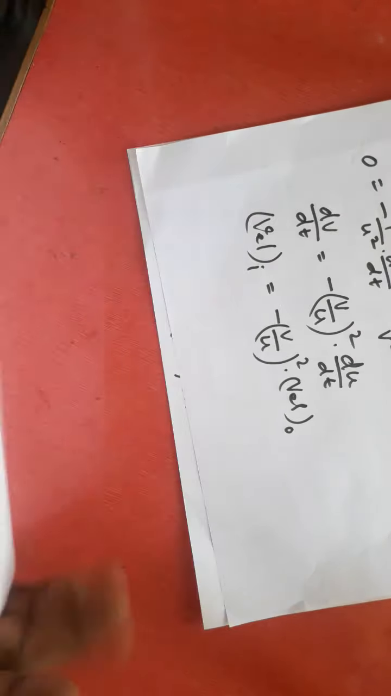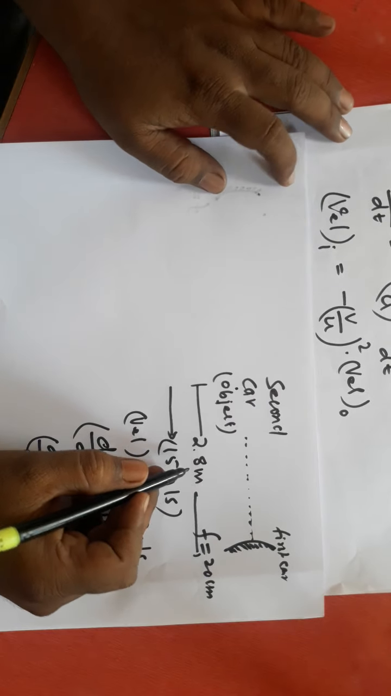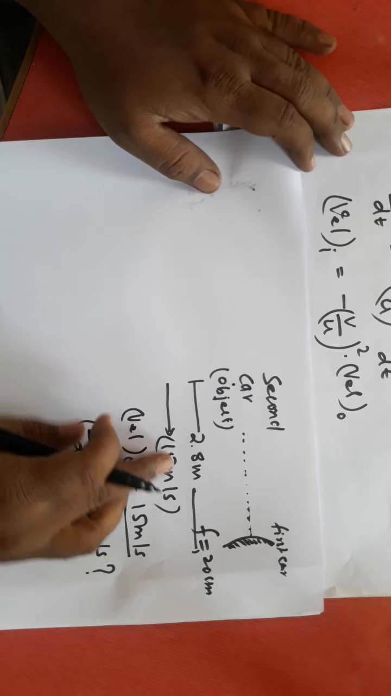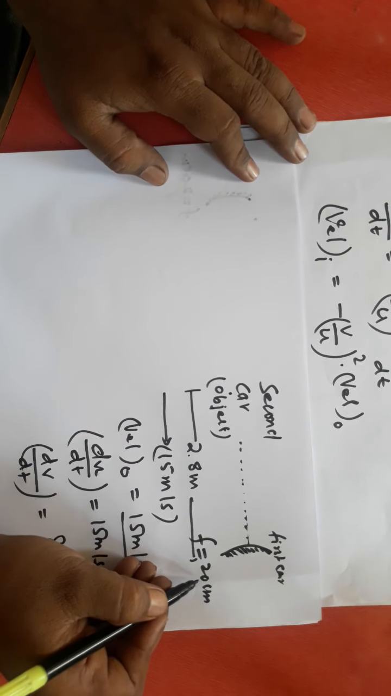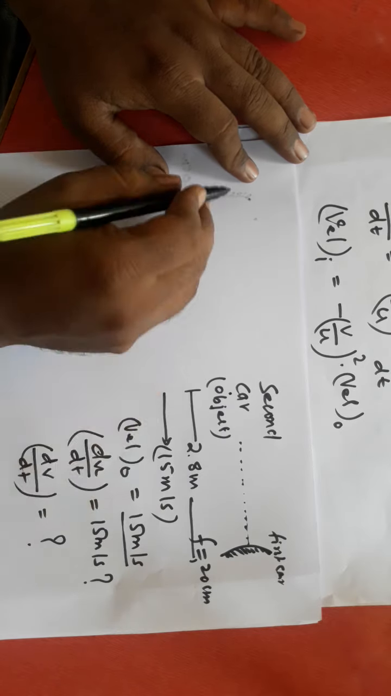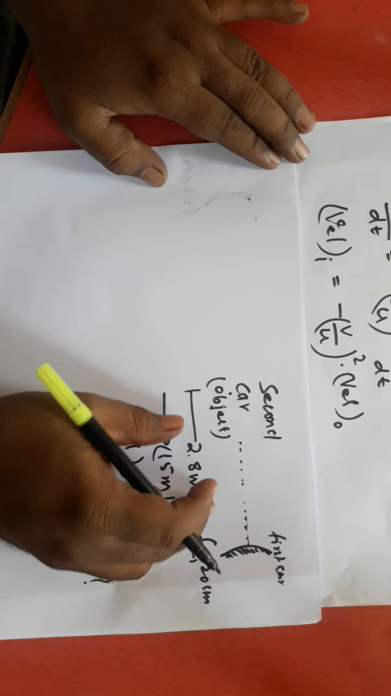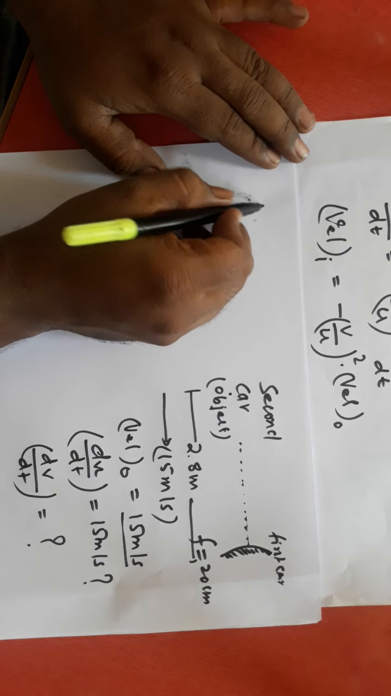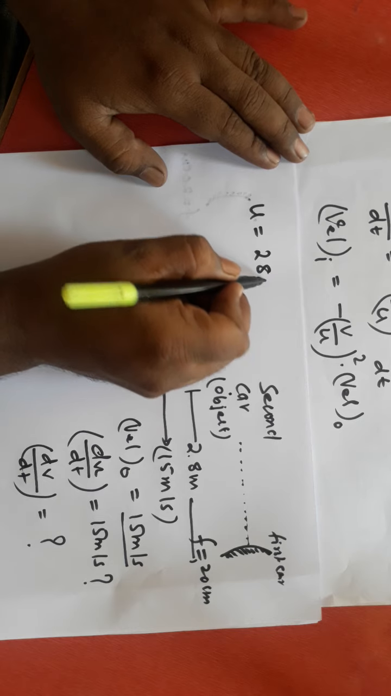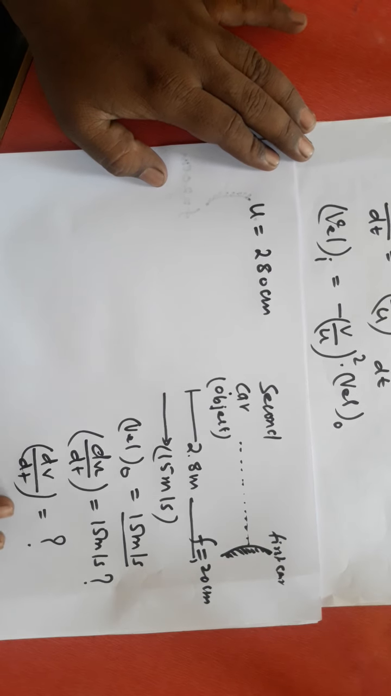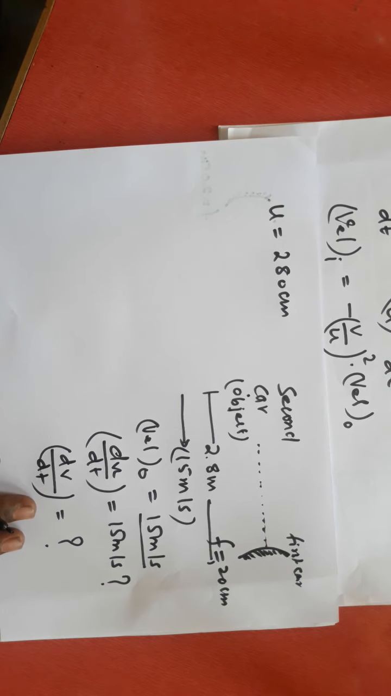Before that, we have here u. U is 2.8 meter. This focal length is in centimeter. Convert this into meter, or convert this into centimeter. I am converting 2.8 meter into centimeter. This u is equal to 280 centimeter.